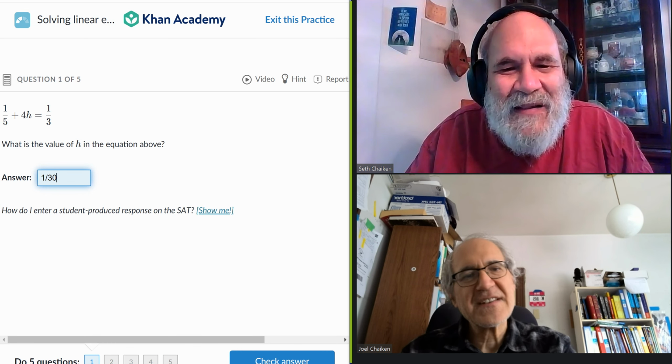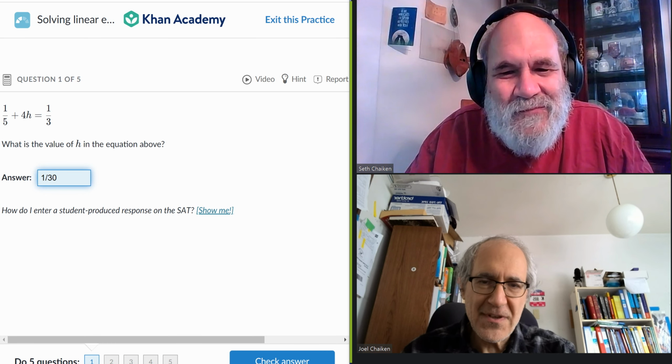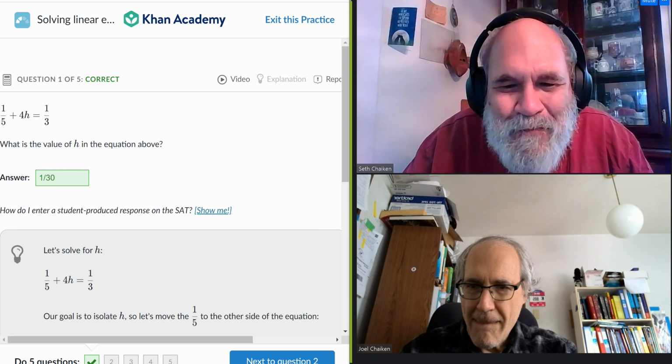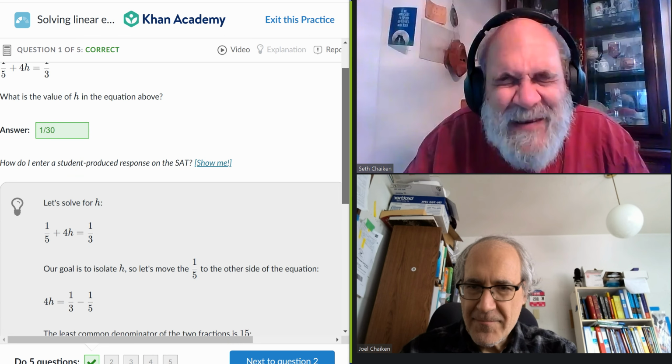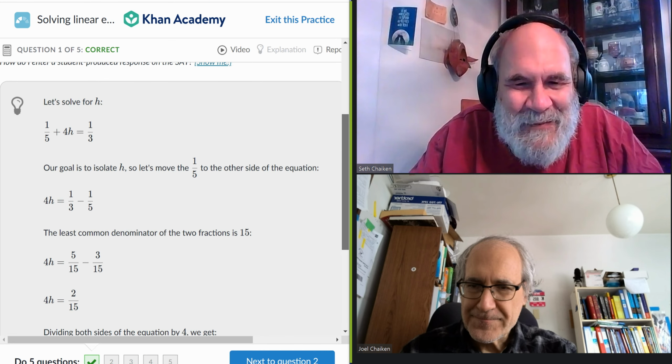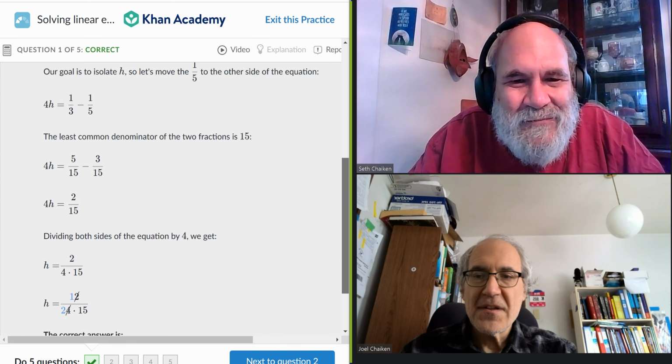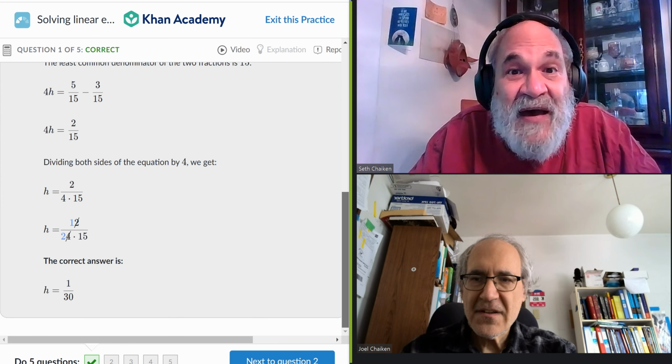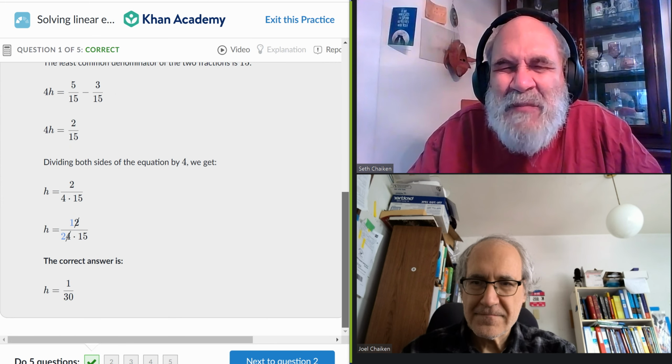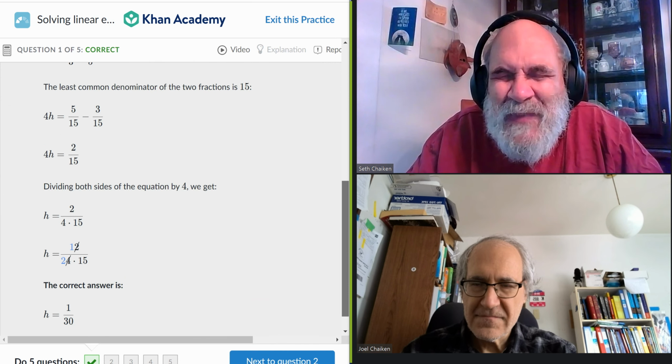Did they clear the fraction or did they subtract? I bet they subtracted like you did. Yes, they did. That's what they did, dividing both sides by 4. Then they found the common denominator.